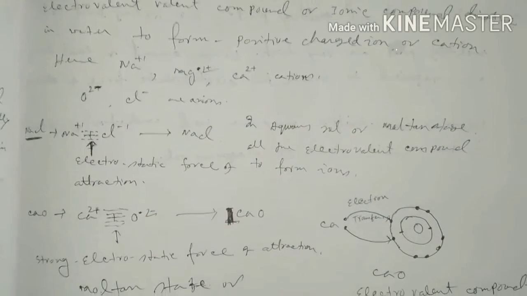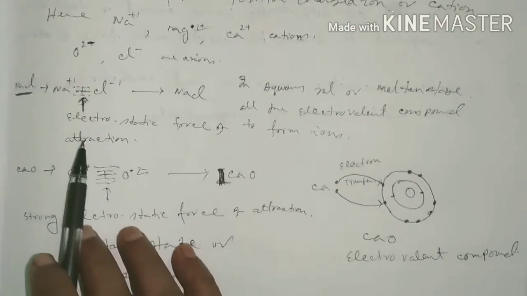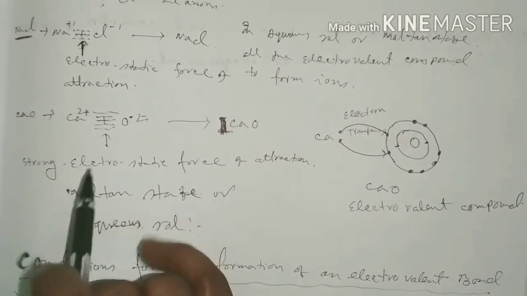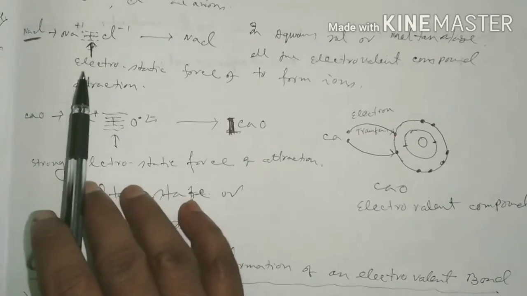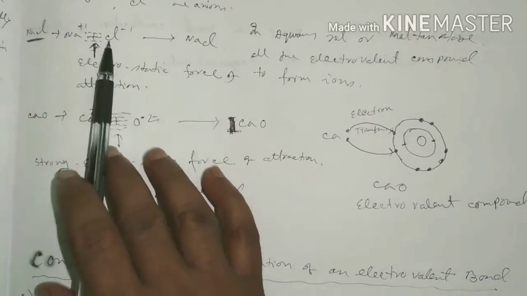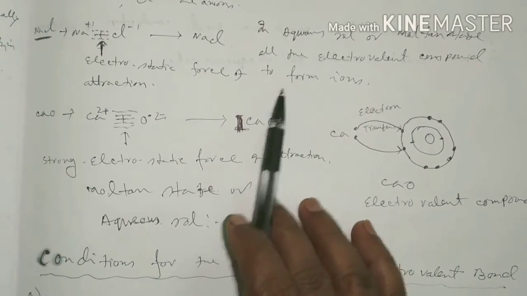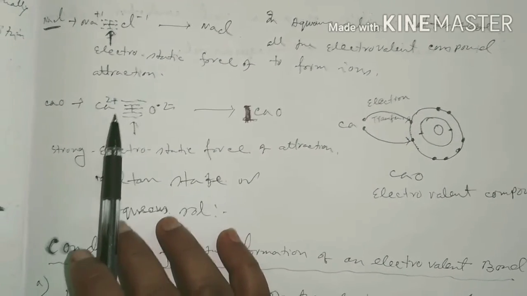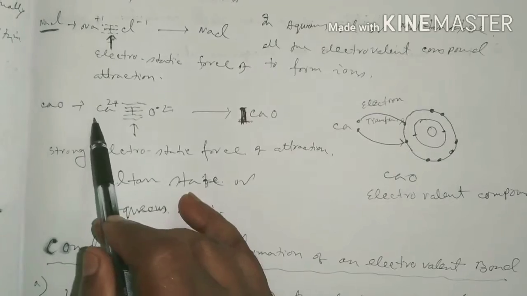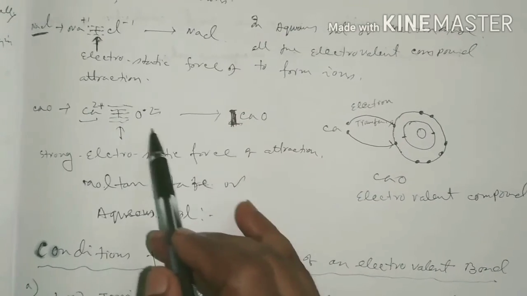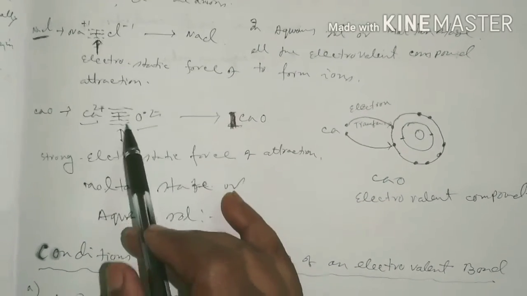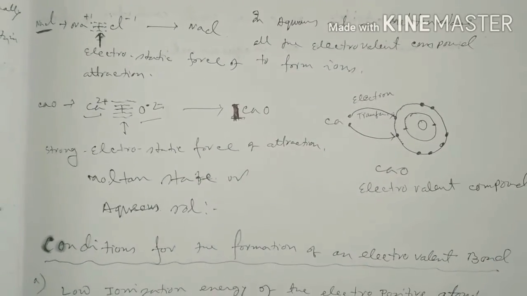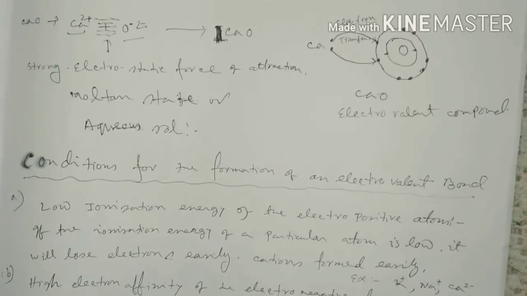In sodium chloride, when they make the bond, a strong electrostatic force of attraction applies here, so they make the bond. In calcium oxide also a strong electrostatic force applies here, because this is the positively charged ion and this is the negatively charged ion. The electrostatic force is very strong here, so it makes the chemical bond. It is also called an electrovalent bond.